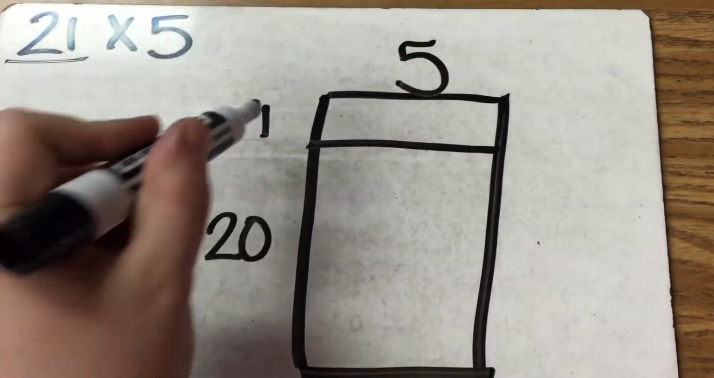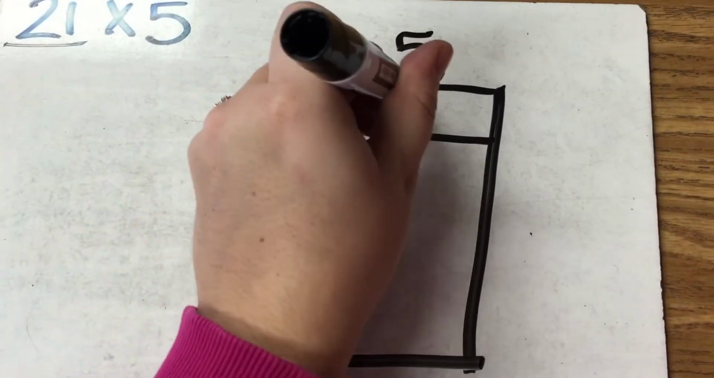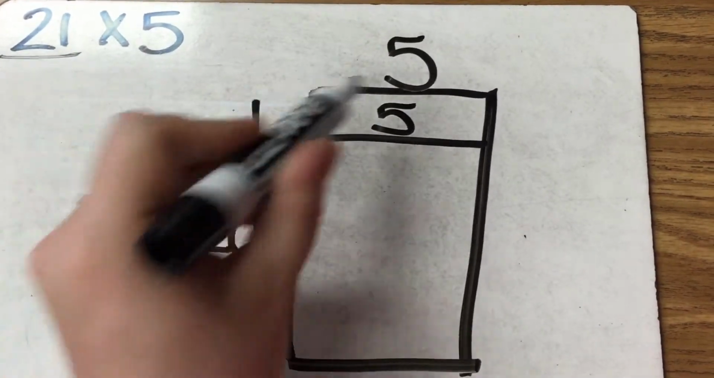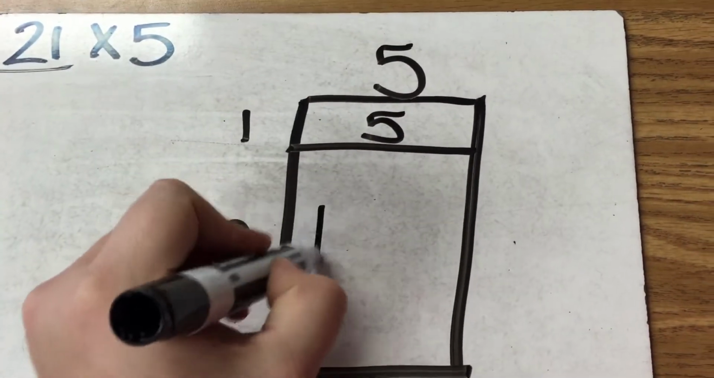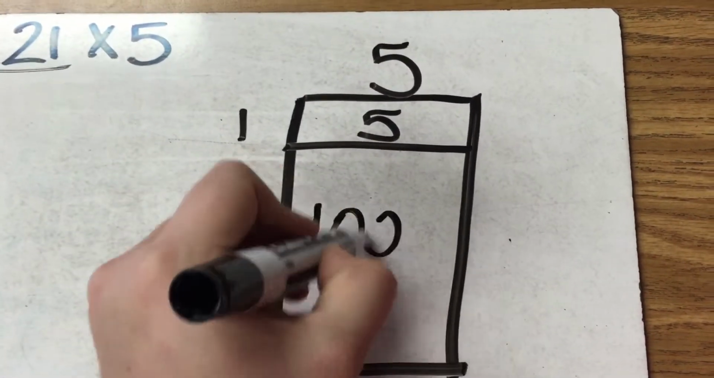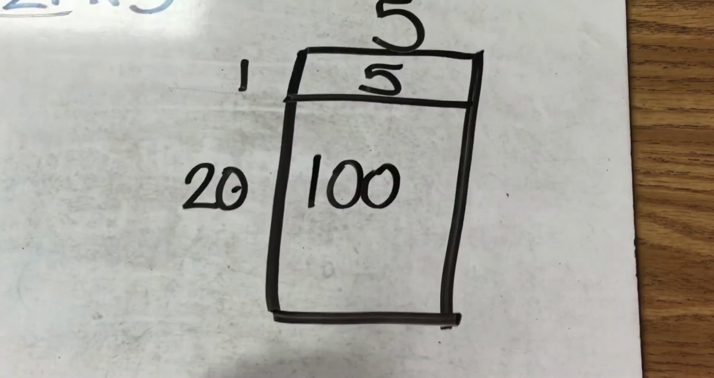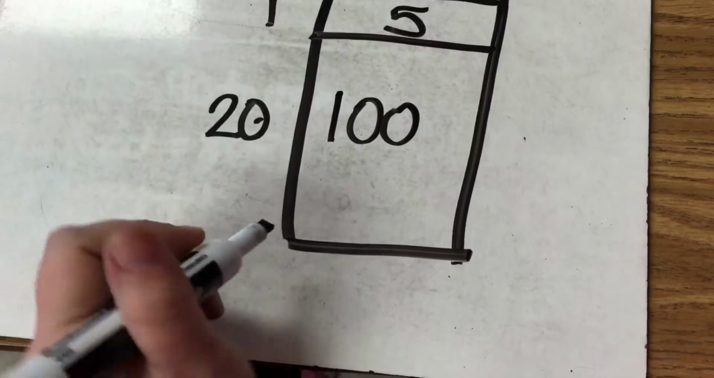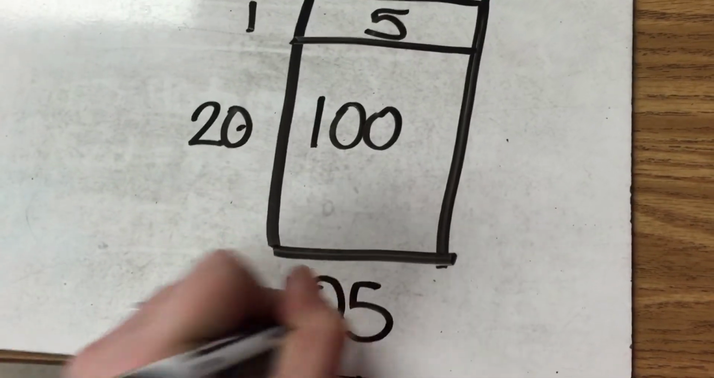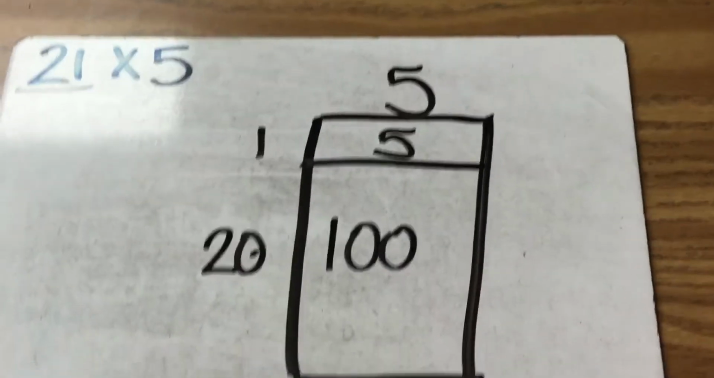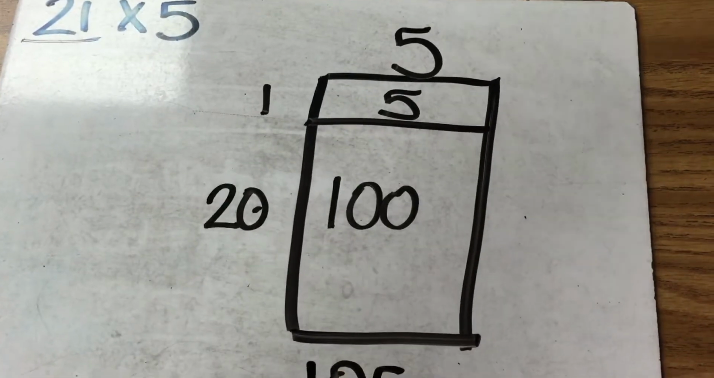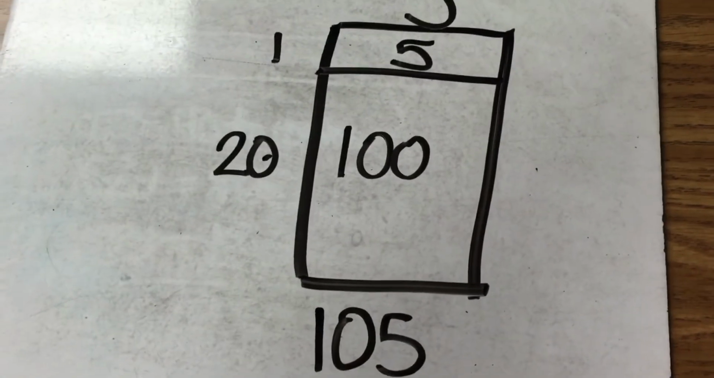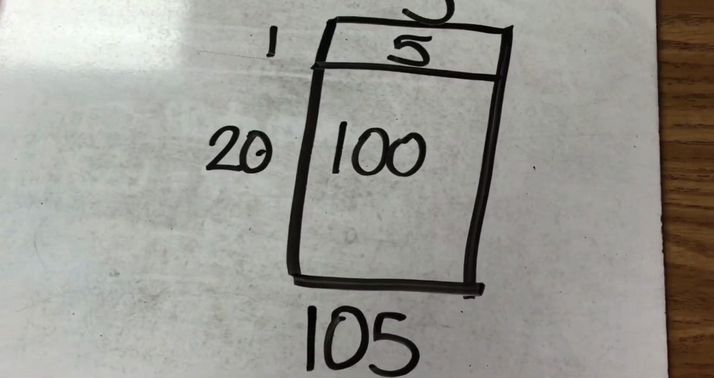In this case, 1 times 5 is 5. And 5 times 20, well, we can do 5 times 2 is 10, with one more place value holder as 100. So if we add 100 and 5 to get 105, we have multiplied 21 times 5 using a visual model known as a box model or area model.